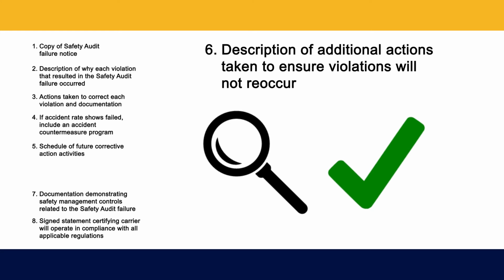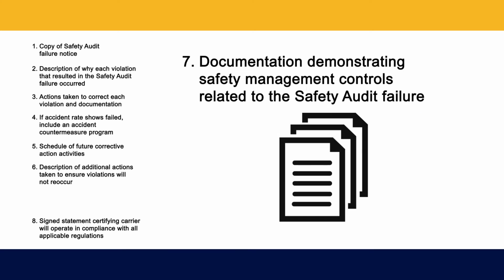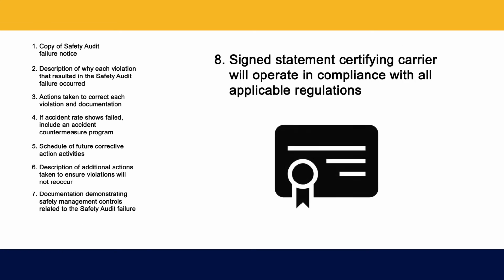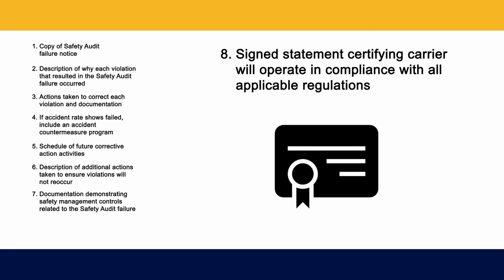Describe any additional actions taken to ensure the violations will not reoccur in the future. Include any additional documents you believe demonstrate adequate safety management controls and specifically relate to the safety audit failure. Finally, include a written statement certifying that the carrier will operate in compliance with the Federal Motor Carrier Safety Regulations and the Hazardous Material Regulations. The statement must also certify that the carrier meets the safety standard found in Title 49, Sections 385.5 and 385.7 of the Code of Federal Regulations and must be signed by a company owner or corporate officer.